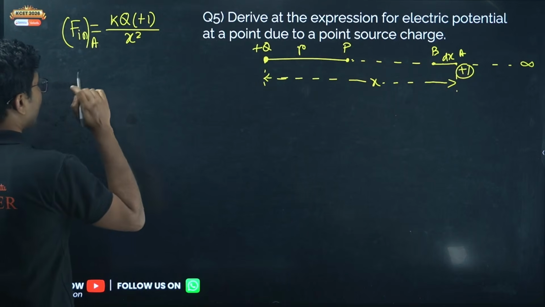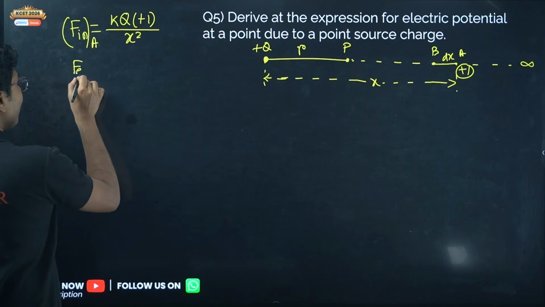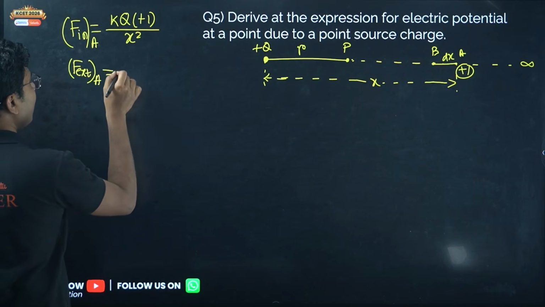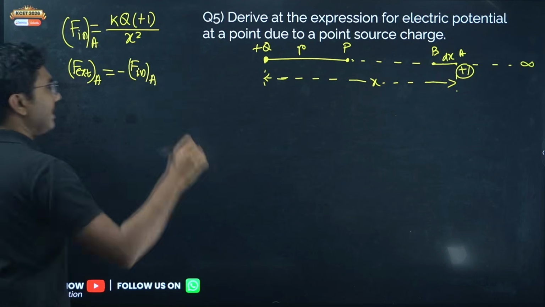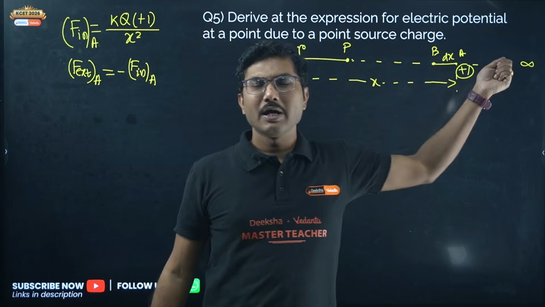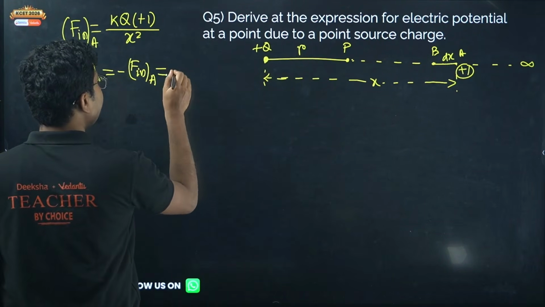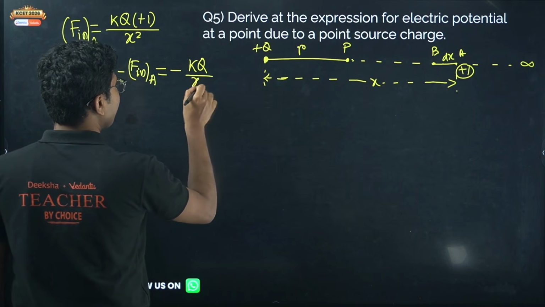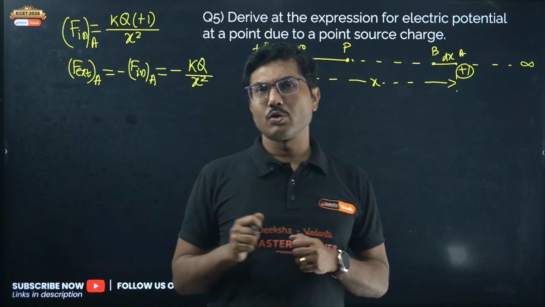So basically what does that mean? When you are applying an external force to move this charge located at point A, you have to apply exactly the same amount of force as the internal force, but in the opposite direction. Internal force is trying to take it away, but you are trying to bring it closer. That means you have to apply a force in the opposite direction, so it will be minus kQ by x square. This much force you have to apply to bring it closer.